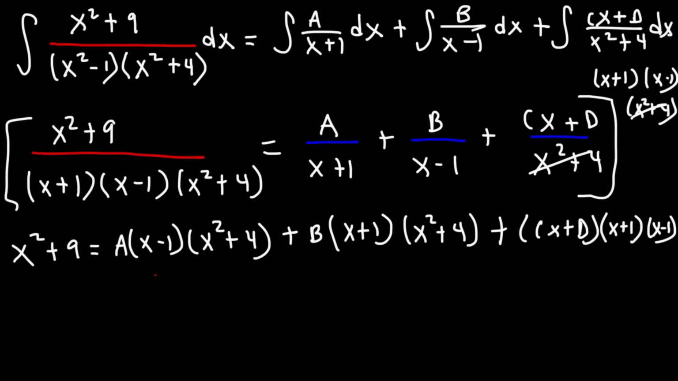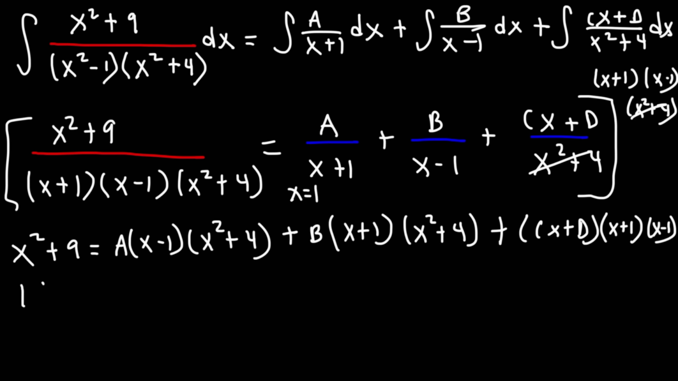Now, the term x squared plus 4 will always be greater than 0. So there's no x value that we can plug in to make that disappear. Now we do have some linear factors, x minus 1 and x plus 1. So we can plug in x equals positive 1 and x equals negative 1 to turn those linear factors into 0. So let's start by plugging x equals positive 1 first.